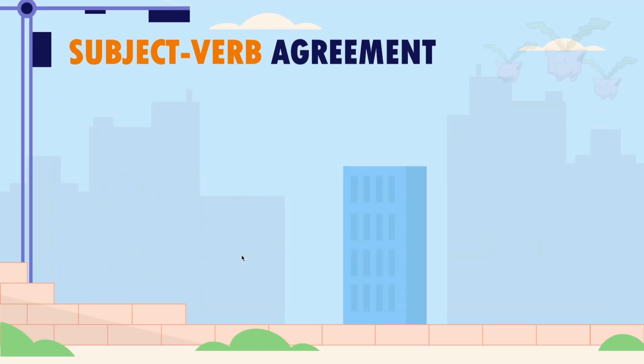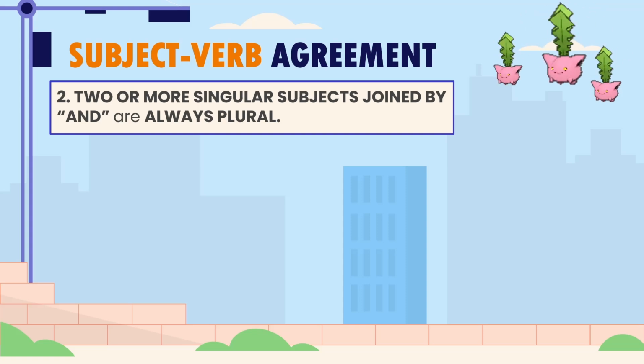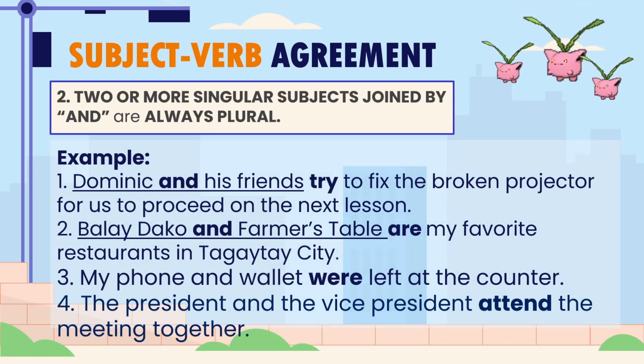Okay, so next. Second type of our subject-verb agreement is the two or more singular subjects joined by and are always plural. Okay? Again, two or more singular subjects joined by and are always plural. So basically, kapag yung singular subjects ay pumapatungkol siya sa mga iba't ibang tao, syempre, it always take a plural verb. Okay? So for example, Dominic and his friends try to fix the broken projector for us to proceed on the next lesson.